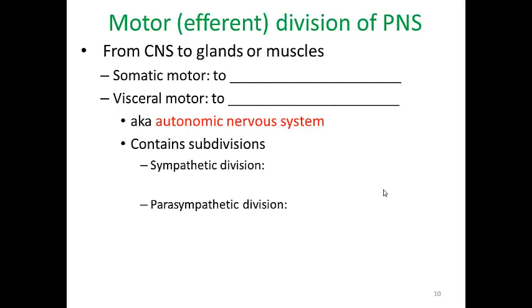You cannot consciously control your heart rate and the movement of food through your intestines. That's visceral motor. But you can consciously control the movement of your skeletal muscles. That's somatic motor. Your visceral motor division is also known as the autonomic nervous system. Autonomic as in automatic. So this is a portion of your nervous system that's involuntary. It happens automatically. This is controlled at a subconscious level by your brain. It's going to be mostly controlled by areas of your brain like your medulla oblongata and your hypothalamus.